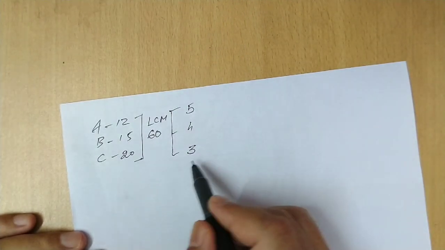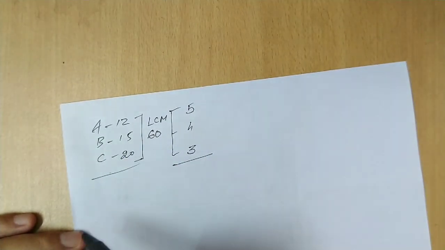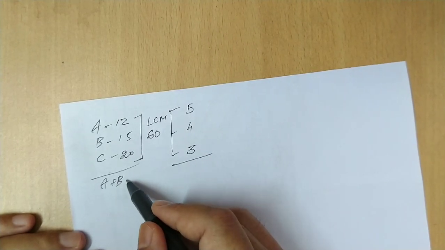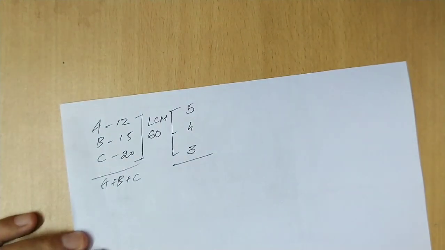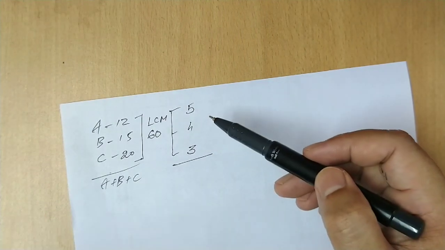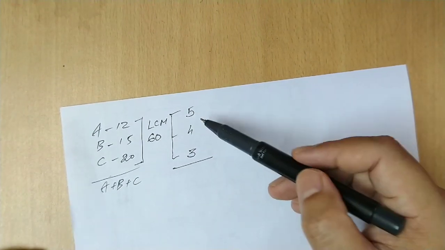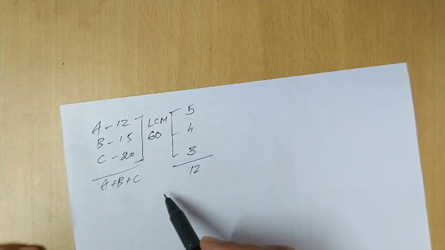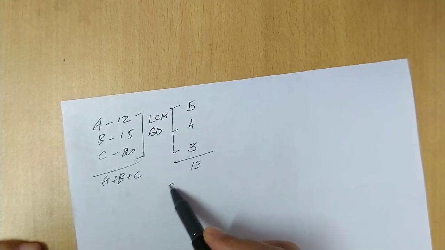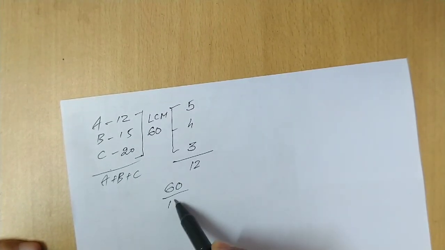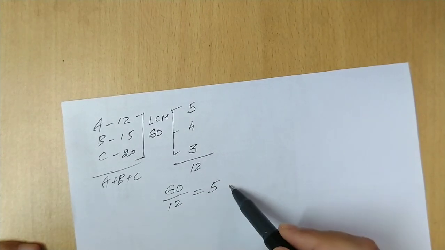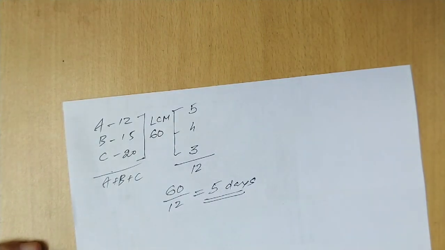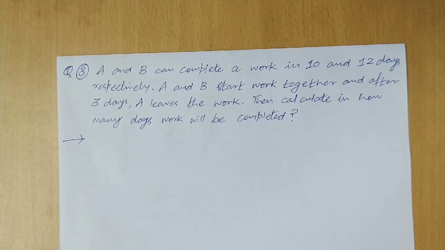So in this question, we need to find out if the three persons A, B and C work together, how much time will be required to complete the whole work. So they will be able to complete how many units of work in a day? 5 plus 4 plus 3, that is 12. So if they together work, then they will require 60 divided by 12 is equal to 5 days. So 5 days will be required. Alright, moving on to next question.